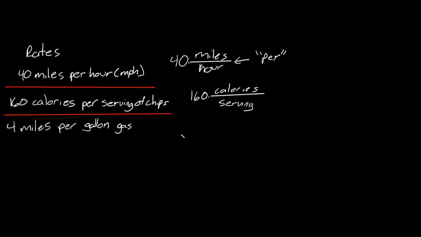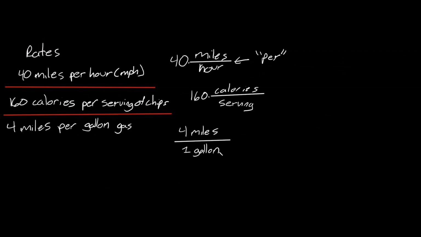And then we can rewrite this last one. We can write 4 miles, and there's an implied gallon here. So we could just write 4 miles and then gallon, or we could write it 1 gallon. And I'll go ahead and do that.